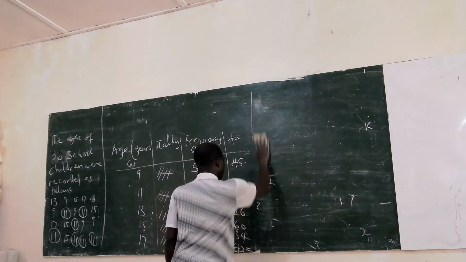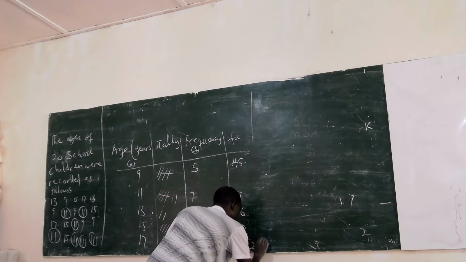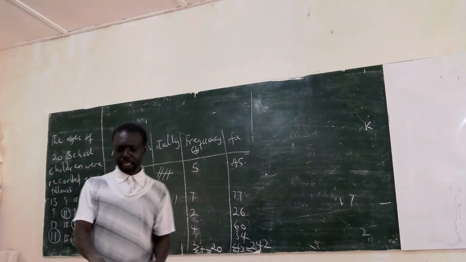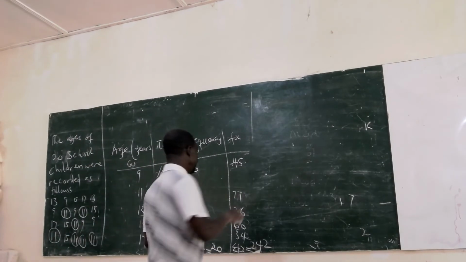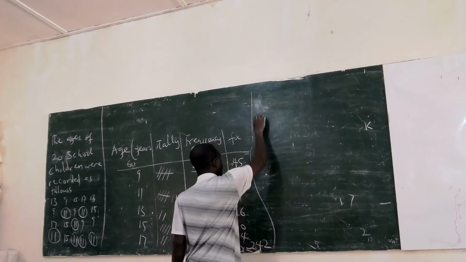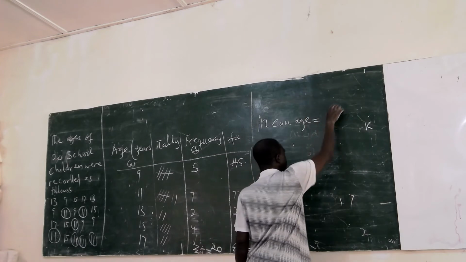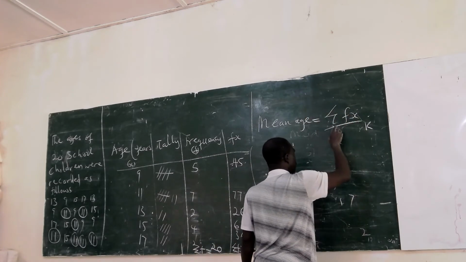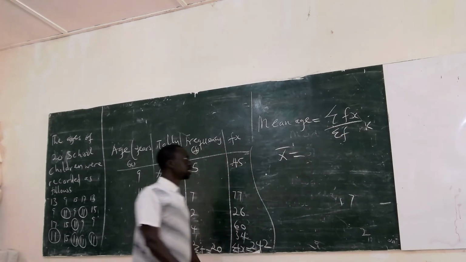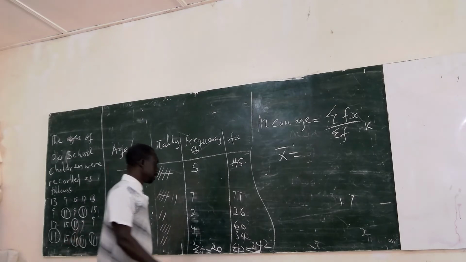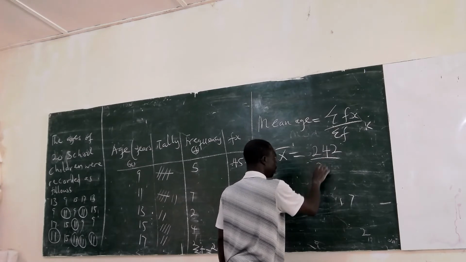It will give us 242. Sigma f will give us 242. And the question says use the table to find the mean age. The formula for finding mean age is equal to summation of fx divided by total frequency. This is the symbol for mean age, right? It's supposed to be 242 all divided by 20.